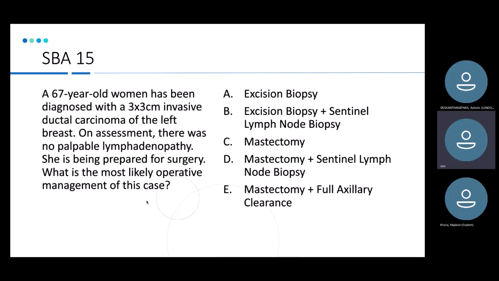A 67-year-old woman has been diagnosed with a 3 by 3 centimetre invasive ductal carcinoma of the left breast. On assessment, there was no palpable lymphadenopathy. She is being prepared for surgery. What is the most likely operative management of this case?